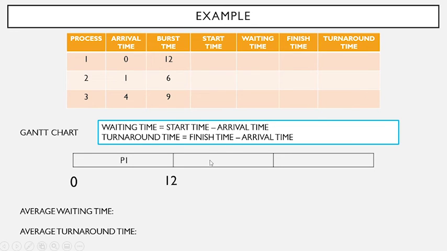Next is the next processor, Process 2. The burst time of process 2 is 6. 6 plus 12 equals 18. Next is process number 3, and the burst time of process 3 is 9. 9 plus 18 equals 27. Then we have completed the Gantt chart.